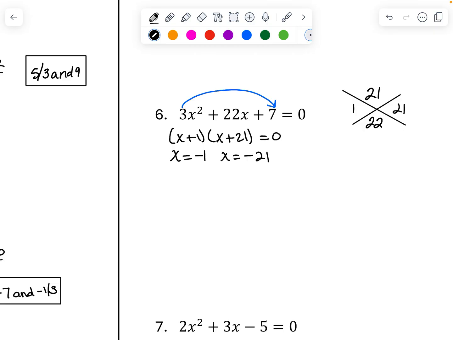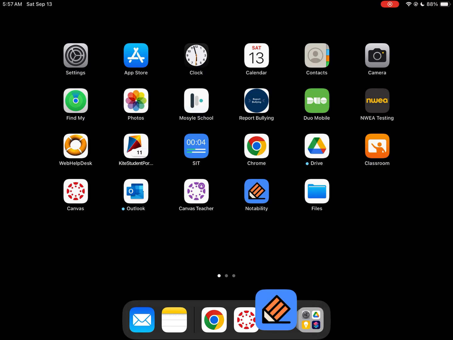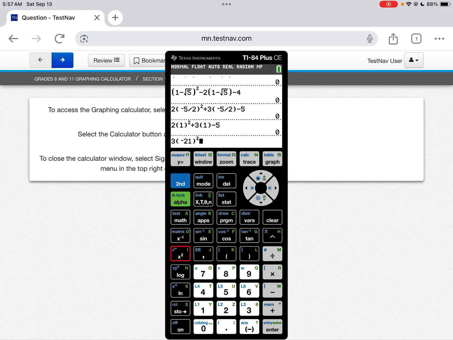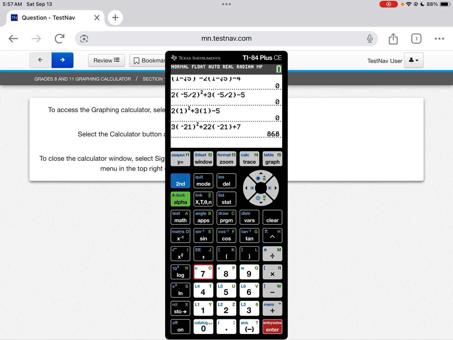That work? Negative 1 and negative 21. Yes, that works. We'll see if it works. Double check. Negative 1 and negative 21. Let's do the negative 21 first. And this was the second one, right? So 3 parentheses, negative 21 squared plus 22 times negative 21, and then plus 7. And it should equal 0.